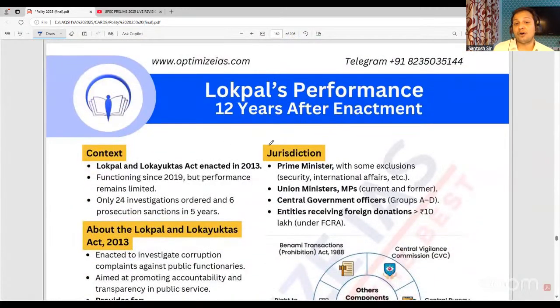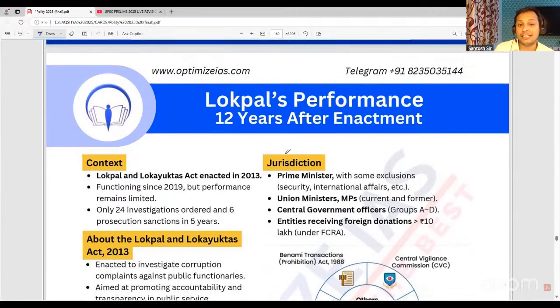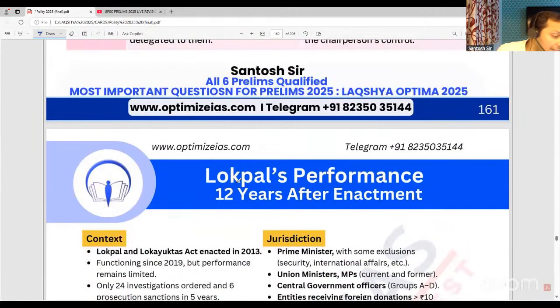Next body which is important is Lokpal. Again, what kind of body is Lokpal? Is it a statutory body? Is it a constitutional body? Is it an executive body? What is the Lokpal, guys? Can anybody tell me? Statutory body. Very good. Statutory body.